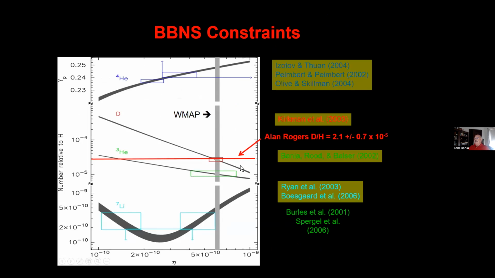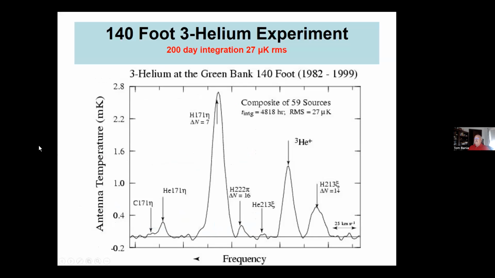And here's the helium-3 box. These are different models for the baryon to photon ratio. These are different universes predicting different primordial nucleosynthesis yields. So these lines are the predicted yields for that universe. So this is the end of the helium-3 experiment.